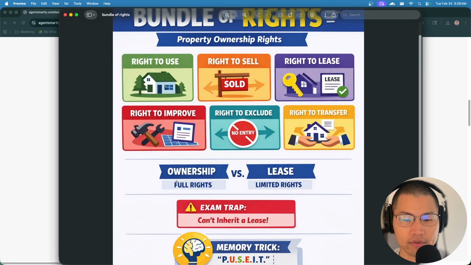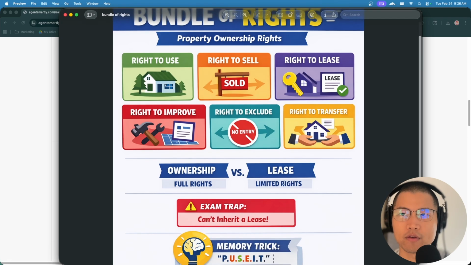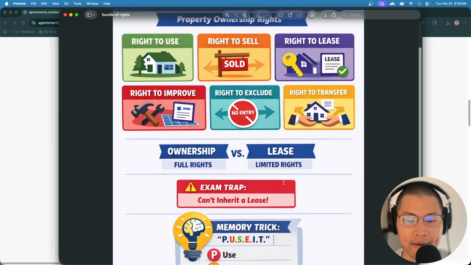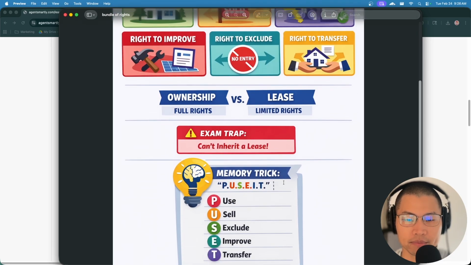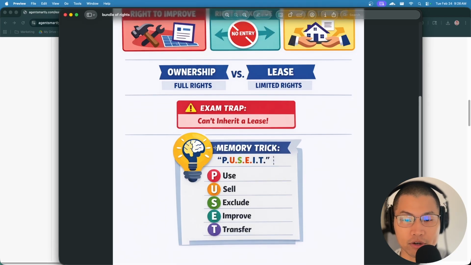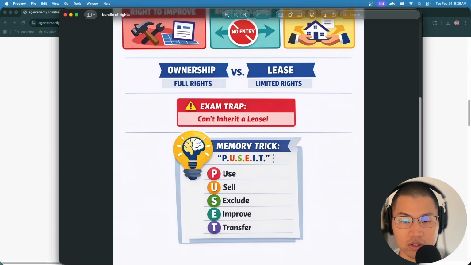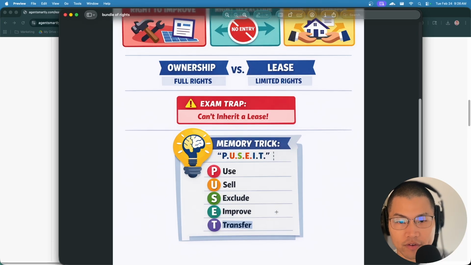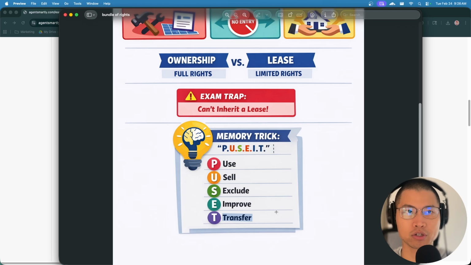And with ownership, you have full rights; with a lease, limited rights. If you own the house, you have full rights. If you are a tenant, you have limited rights. And remember the exam tip: you cannot inherit a lease. And then there are some memory tricks for it: use, sell, exclude, improve, and transfer. Those are basically the fundamental rights that come from owning a property. So that will be all the content for the bundle of rights.